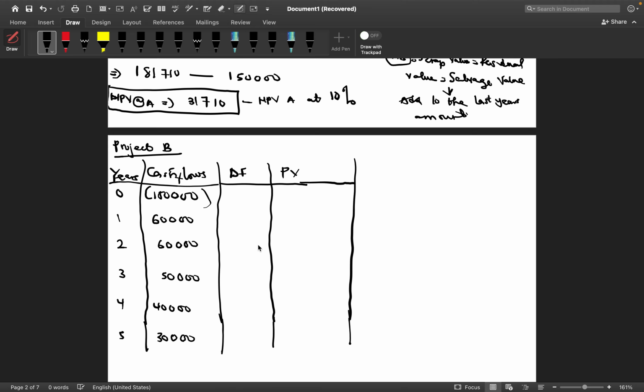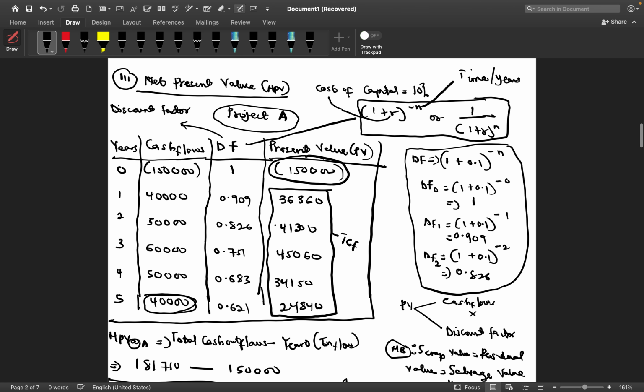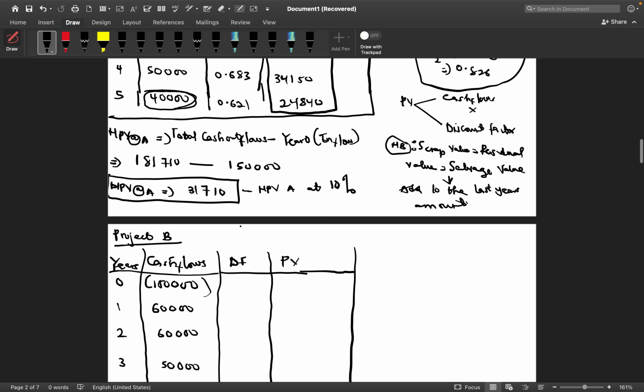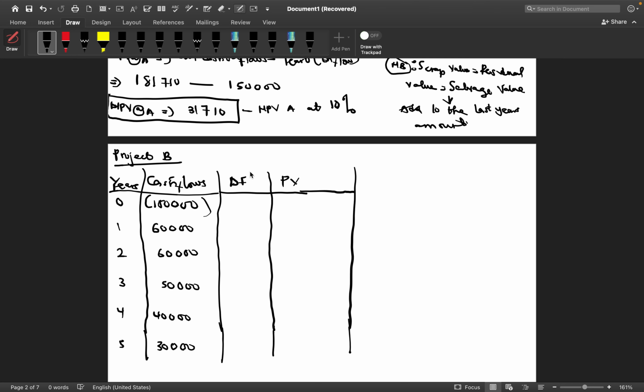With the discount factor, take note, since it's still 10%, we are using the same discount factors as the previous one. So this is 1 for year 0. I'm just copying the discount factors from the top here: 0.909, 0.826, 0.751, 0.683, 0.621.